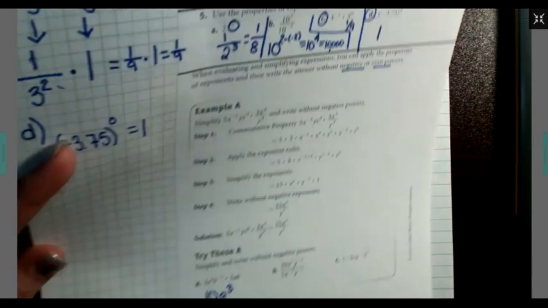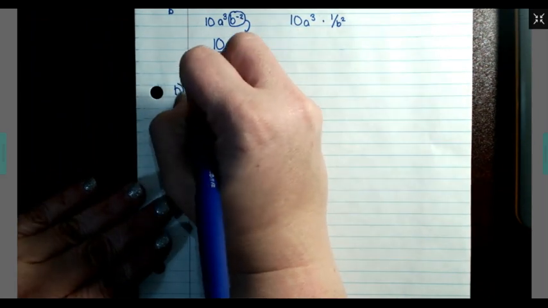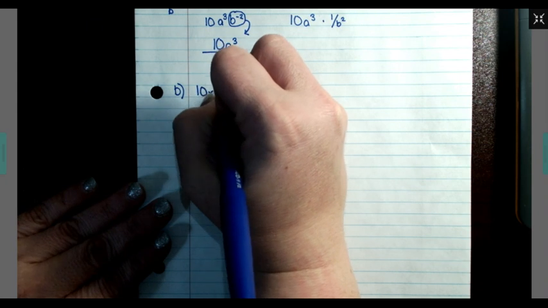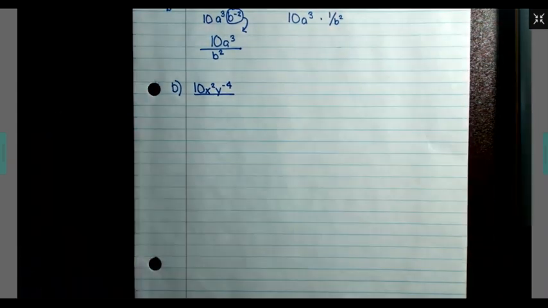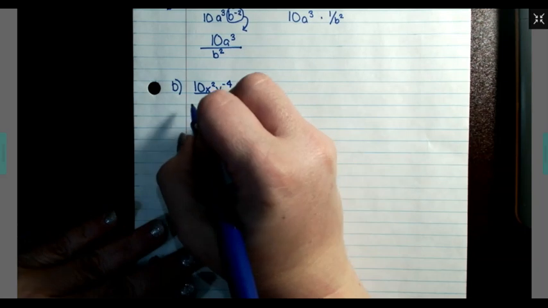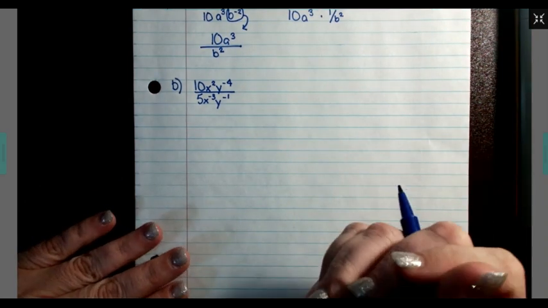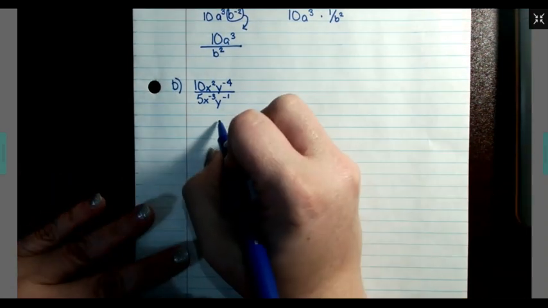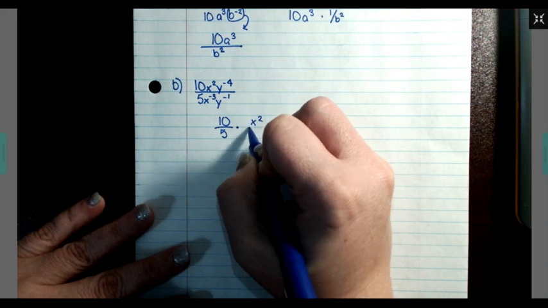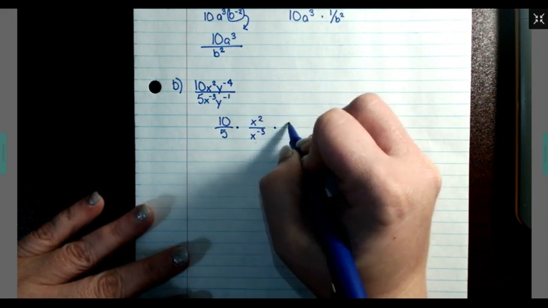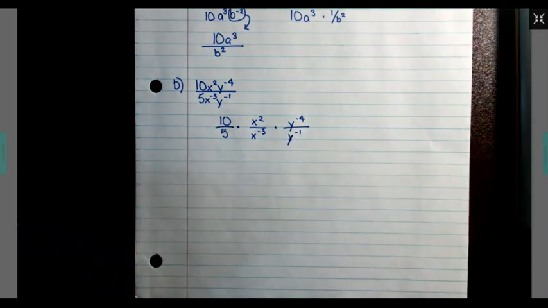Let's take a look at our next one, B. B says 10 x squared y to the negative 4 over 5 x to the negative 3 y to the negative 1. We're going to group these in pieces. We've got 10 over 5 times x squared over x to the negative 3 and y to the negative 4 over y to the negative 1. Okay?